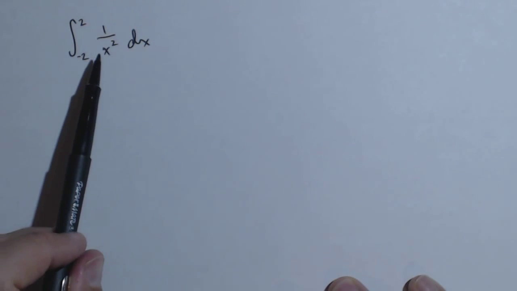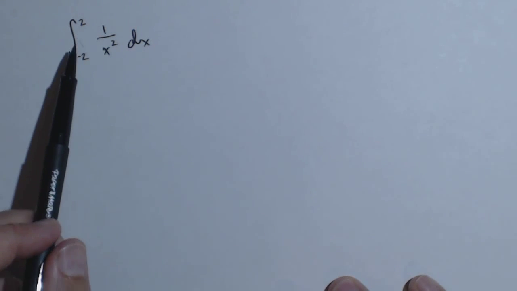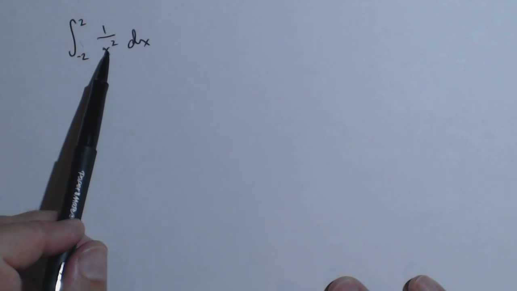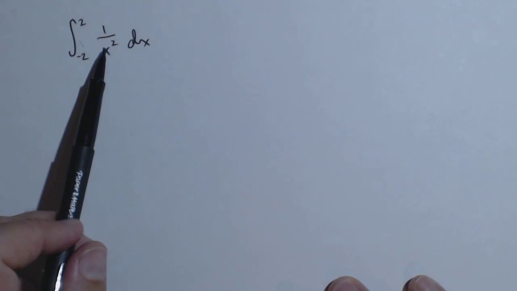So we have an improper integral here because between our limits of integration, we are going to come across 0, and 0 here causes our integrand to become unbounded. So this is actually going to be 2 steps to turning this into a proper integral.